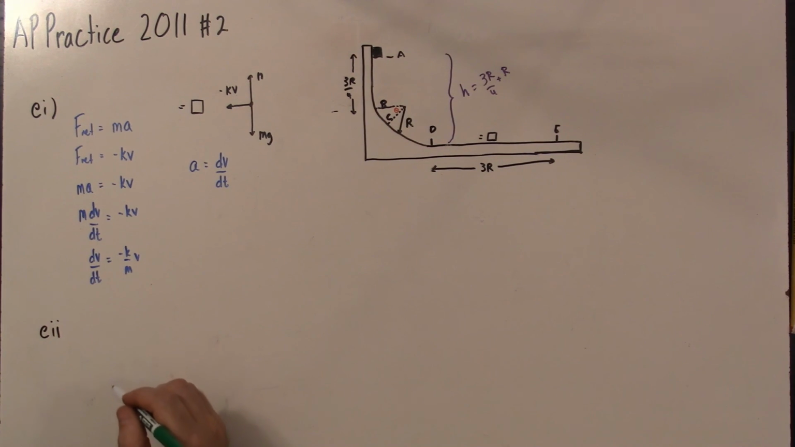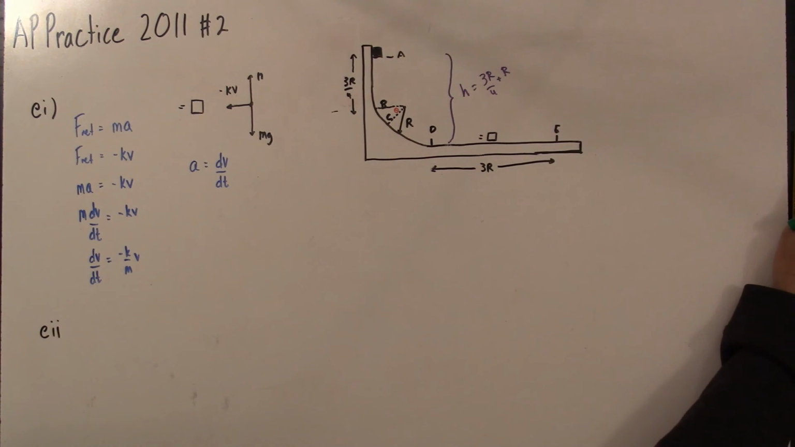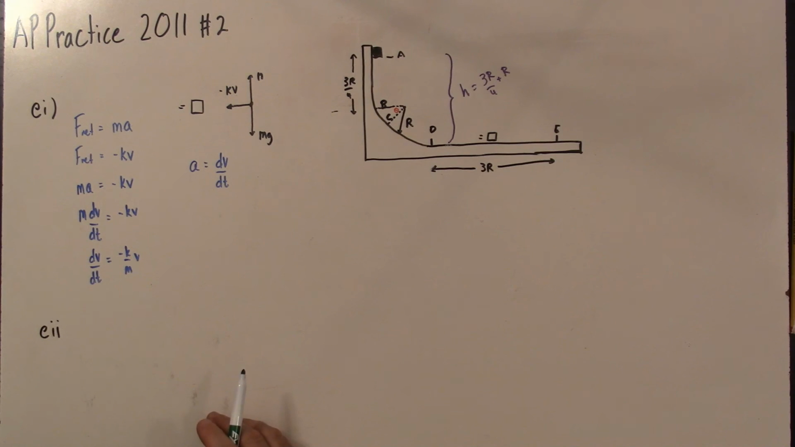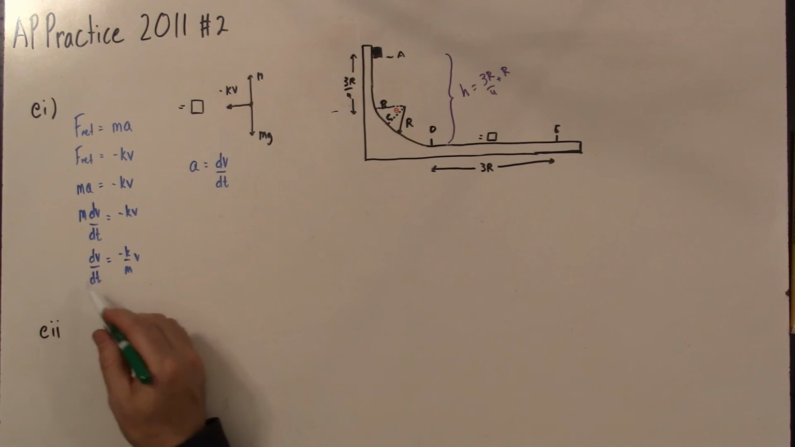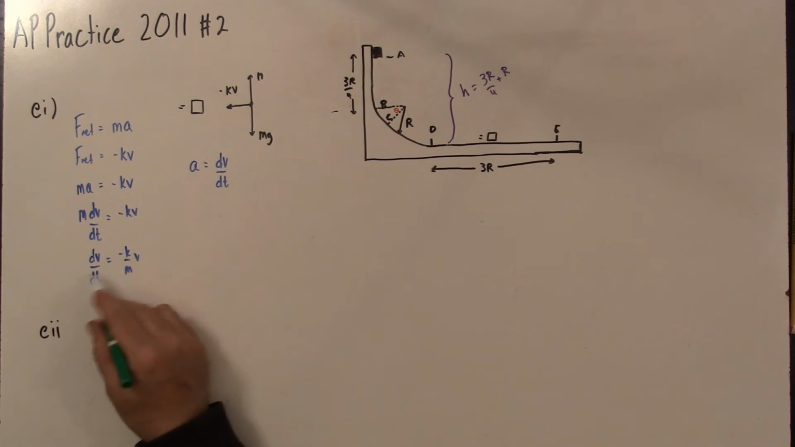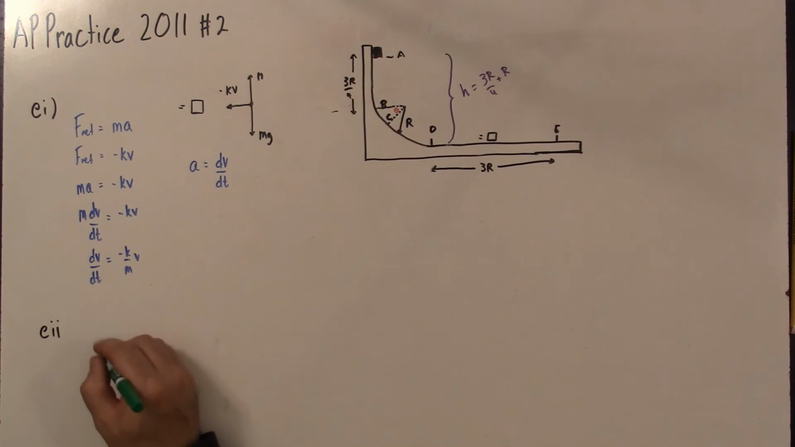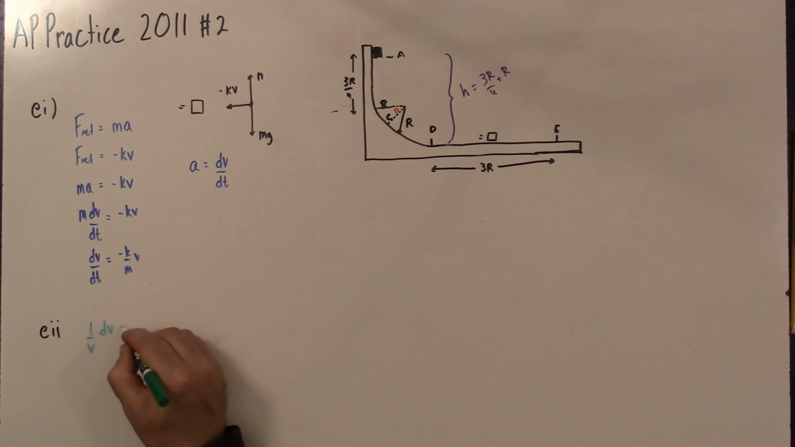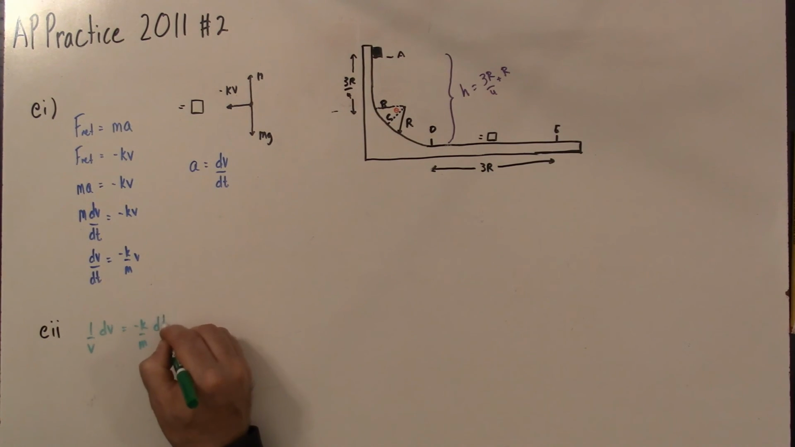So to do this, the first thing you're going to do is you're going to separate your variables. Let me get all the v's on one side. So if I divide both sides by v and multiply both sides by dt, I have 1 over v times dv is equal to negative k over m dt.